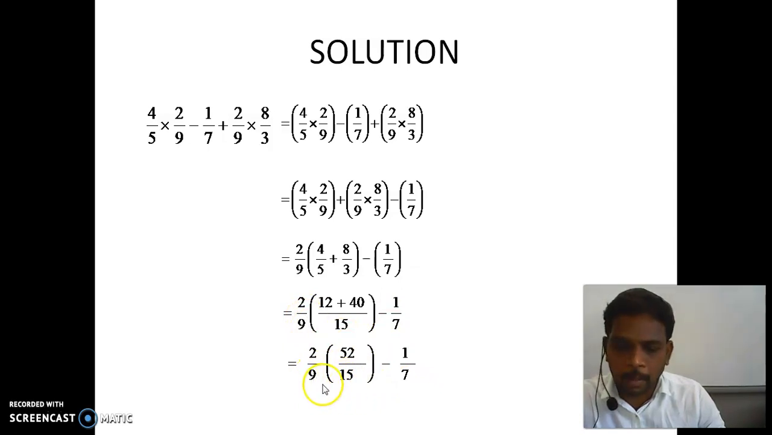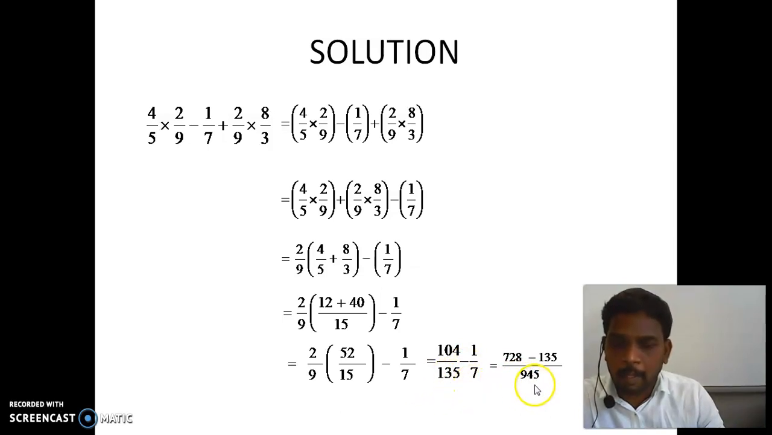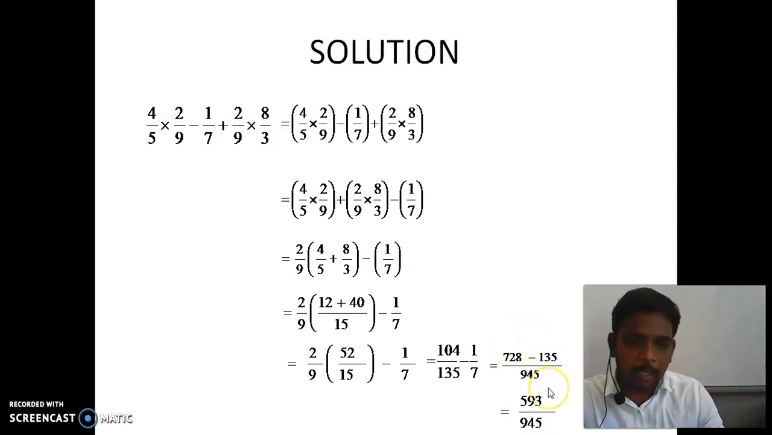Again, these are the multiplication process. So multiply them. So 104 by 135. That is 2 into 52, 104. 9 into 15, 135. And minus this 1 by 7. So after subtraction, here also two rational numbers with the subtraction symbol. So look at the denominators. They are different, so I took LCM. So the LCM of 135 and 7 is nothing but 945. Or you can make a cross multiplication. That's better. So 104 into 7, 728, and 135 into 1, 135, divided by the product of the denominators, 945. And if you subtract the numerators, we get 593, and the denominator 945.